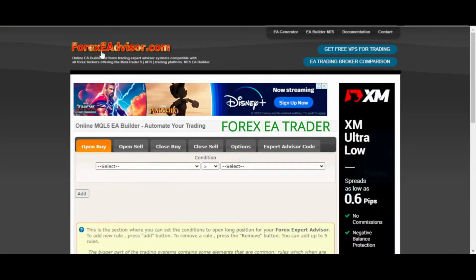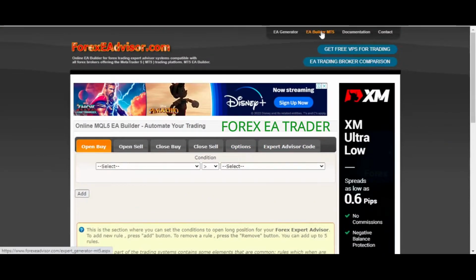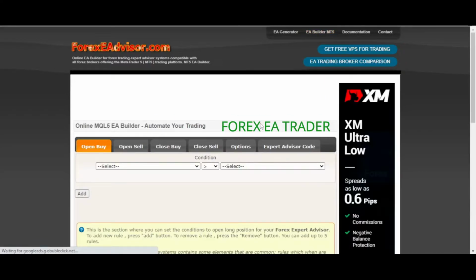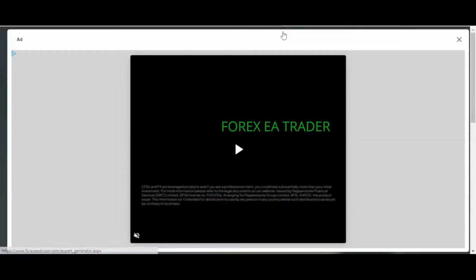So we go to forexeadvisor.com, and we're going to create this robot for MetaTrader 5. So we're just going to click MetaTrader 5. That's where we are. If you want to create for MetaTrader 4, you just come and click on there.